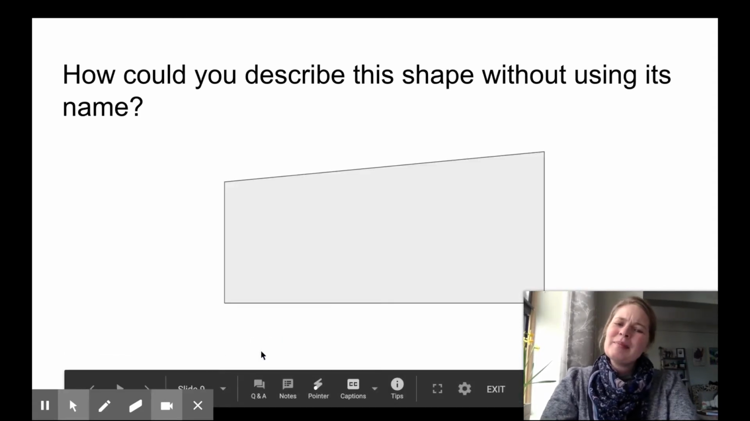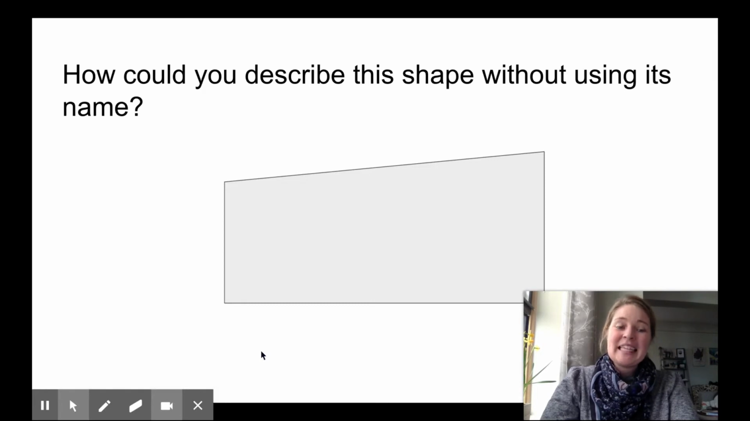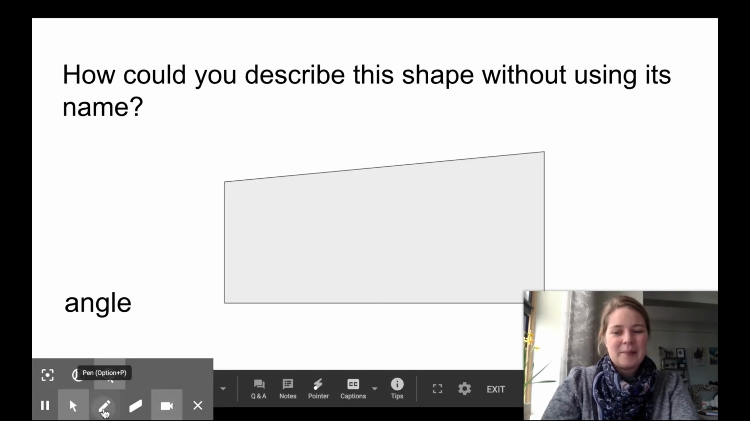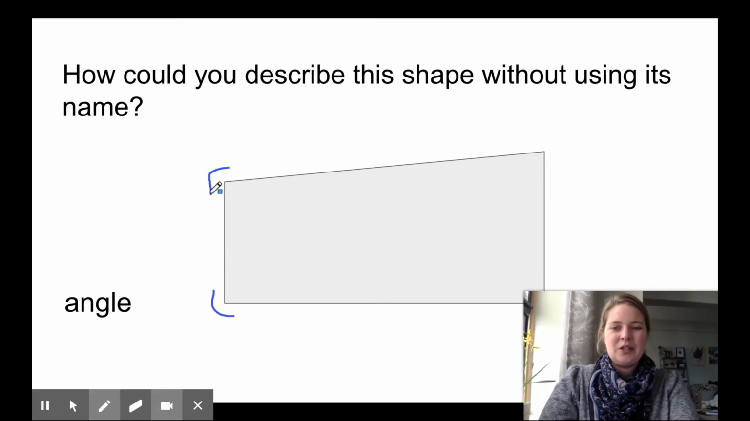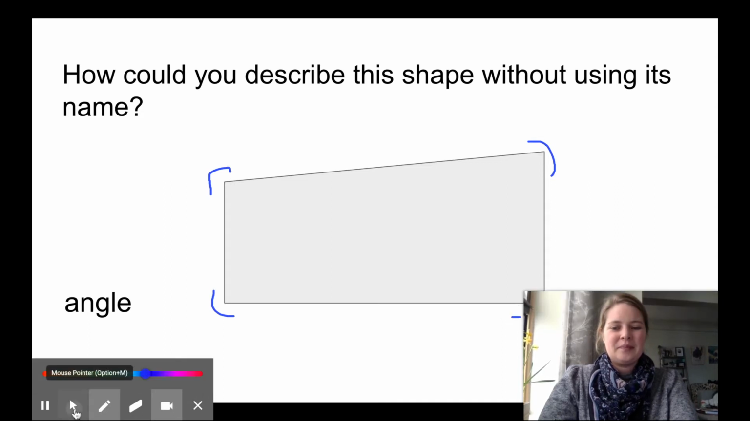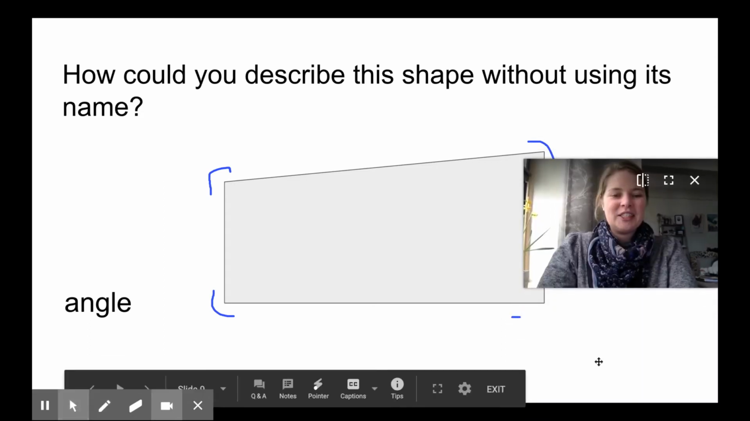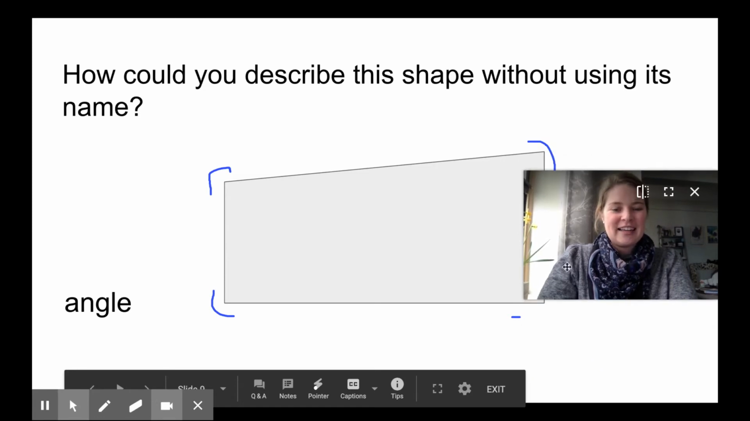Let's try to describe this shape without using its name, but this time using the words angles and sides. Let's start with angles. How many angles does this shape have? Let's mark them. 1, 2, 3, 4. This shape has 4 angles.